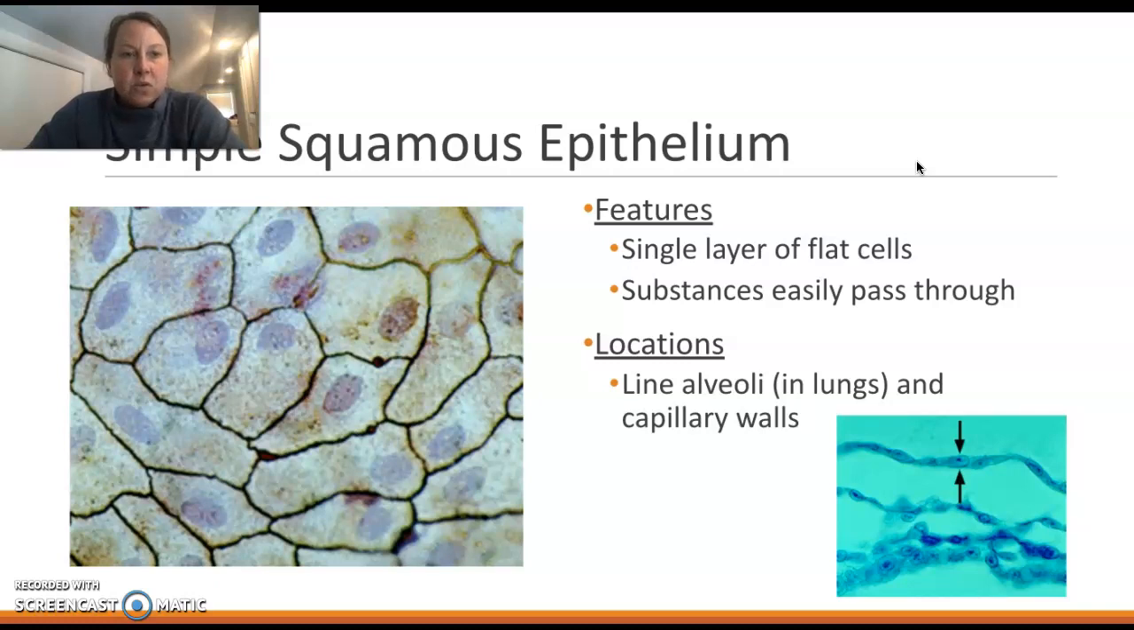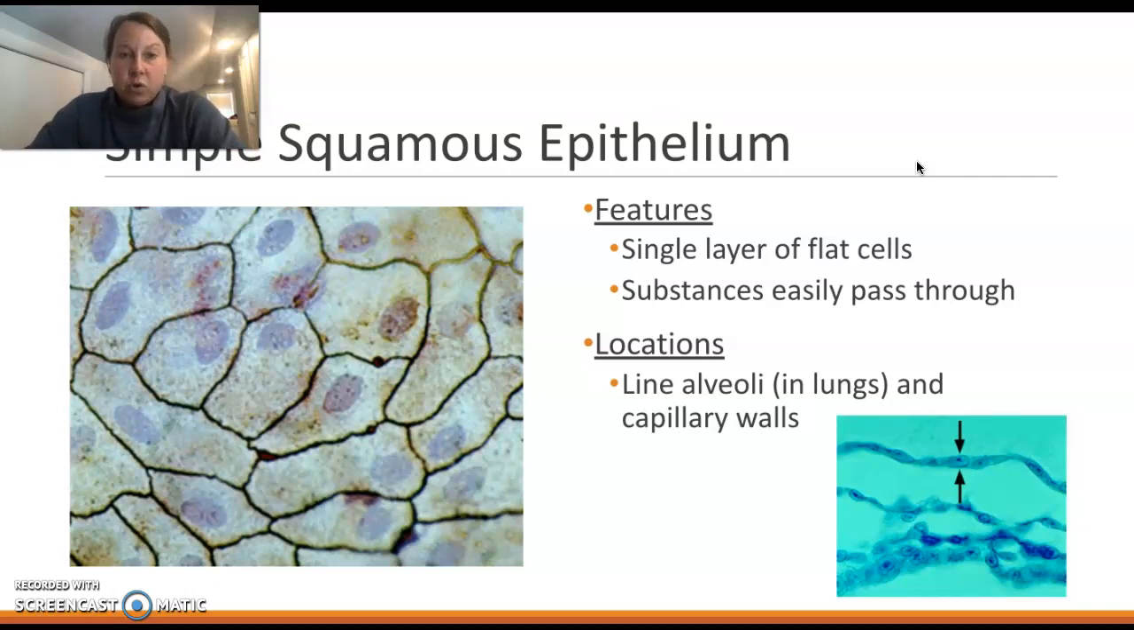The first type is simple squamous epithelium. What does that mean? Simple means one layer, squamous means flat. So it's a single layer of flat cells. And we also want to think about why that is important. The structure will lead to the function, so we want to keep that in mind when we're learning about tissue. The reason we need certain places in our body to have just that one single thin layer of cells is so that substances can pass through.